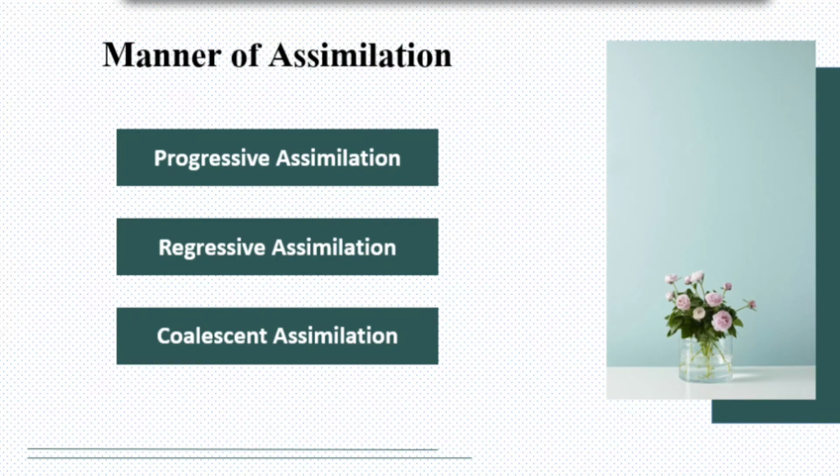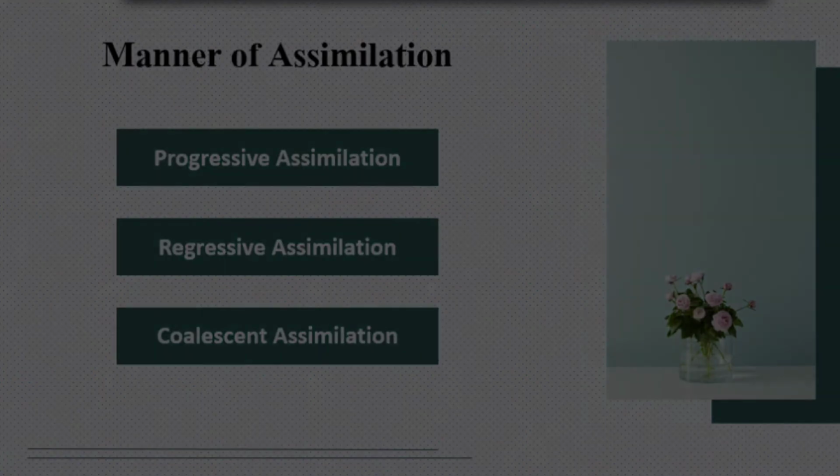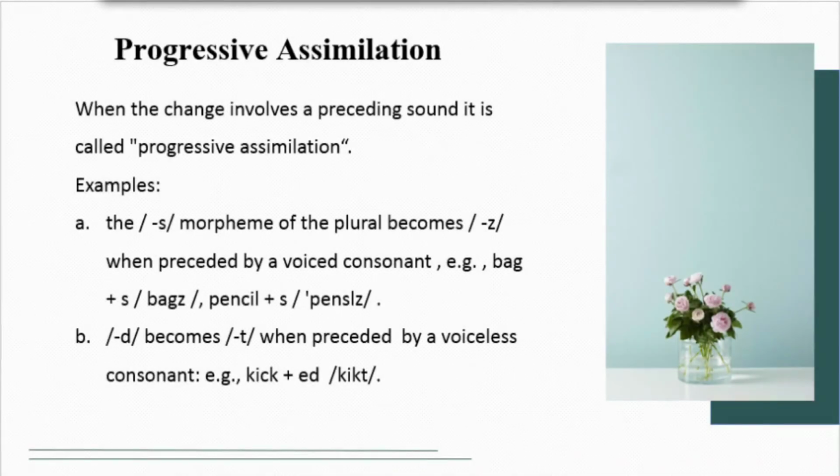Now I will explain about the manner of assimilation. There are three types of manner of assimilation. First is progressive assimilation, second, regressive assimilation, and the last is coalescence assimilation. When the change involves a preceding sound, it is called progressive assimilation.